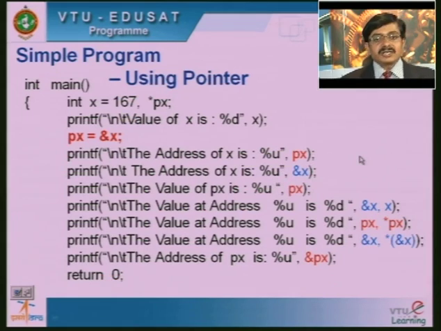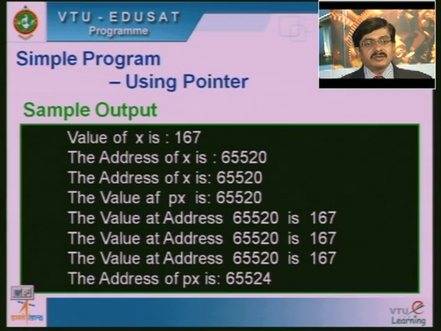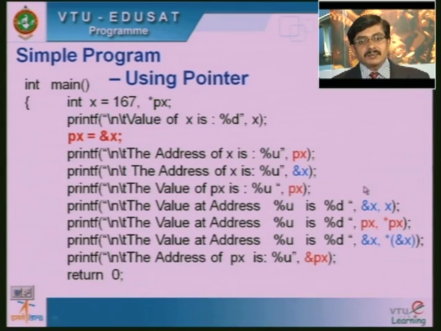Now, if I have this particular program, the sample output of this program will be like: the value of x is 167, the address of x is 65,520, some larger value is given as the memory location where exactly x is stored, and similarly with the different ways I am printing the address of x there. And then the value at address 65,520 is 167. Similarly here the value at address 65,520 is 167. These are the various data which I am printing, using px and star px, ampersand x and star of ampersand x similarly. And finally I am printing the address of px is %u comma ampersand px.